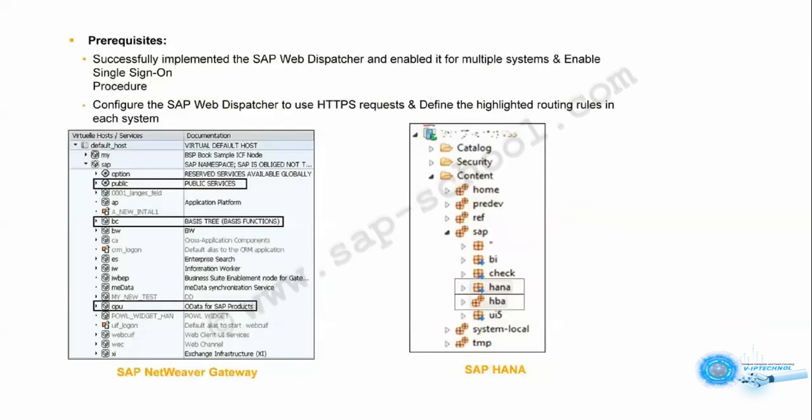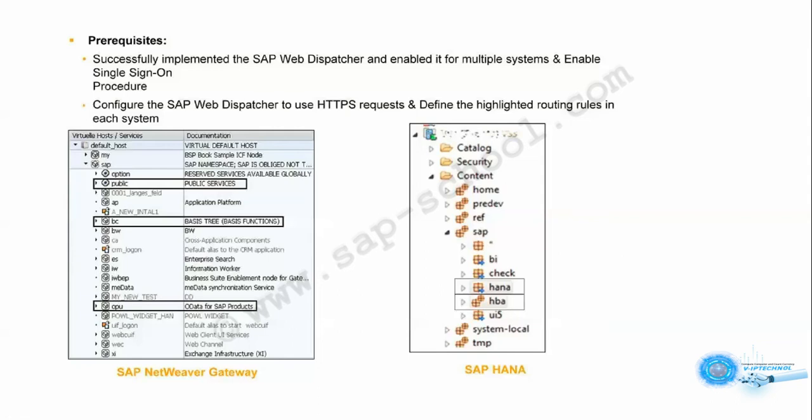How we need to configure the web dispatcher: in the prerequisites we should have successfully implemented the SAP Web Dispatcher, enabled it for multiple systems, and enabled single sign-on. Then we have the procedure. In the procedure we have to configure the SAP Web Dispatcher to use HTTPS requests and define the highlighted routing rules in each system. We can see here the different routing rules. Basically we have to enable these routing rules in each system.